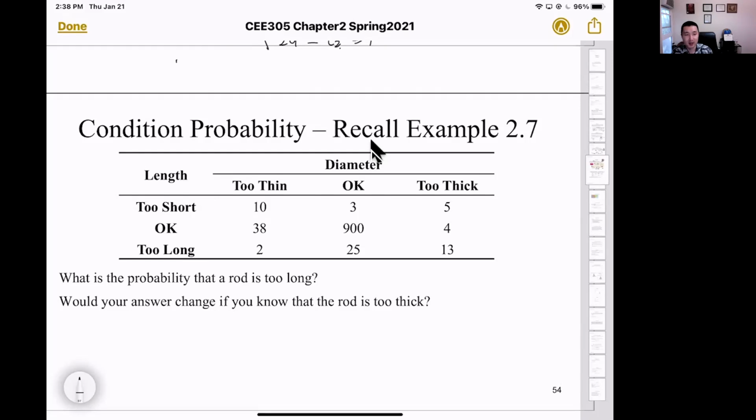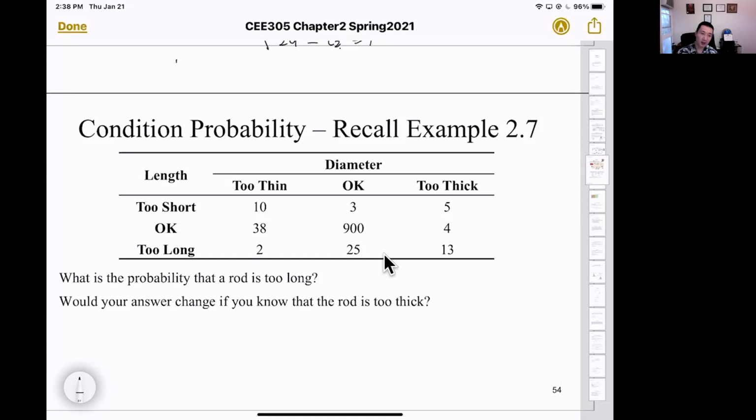All right. So this is the old example showing us, for a certain rod, I believe 1,000 rods. It measures the diameter and the length. So some of them are short, some of them are long, some of them are thin or thick. So this is the distribution of these 1,000 rods.